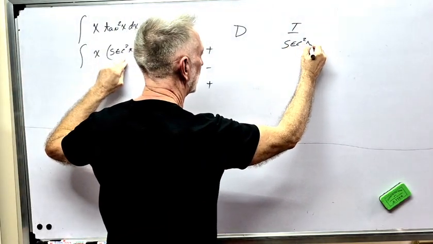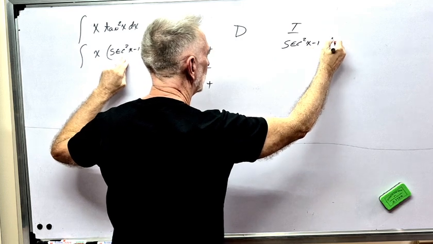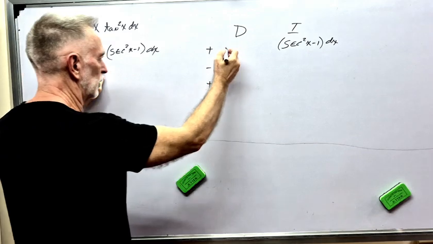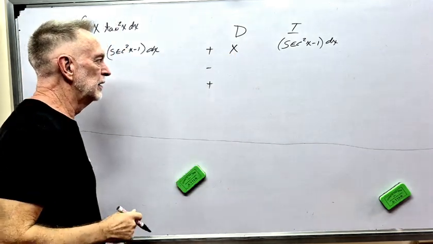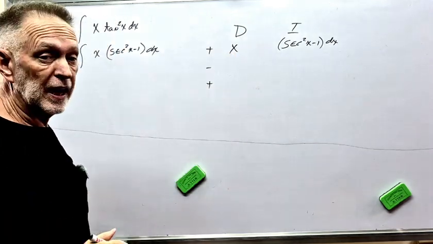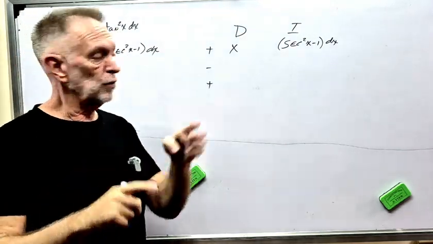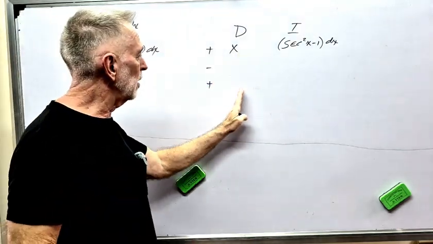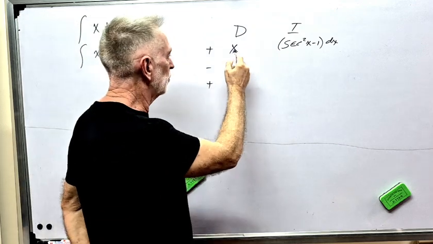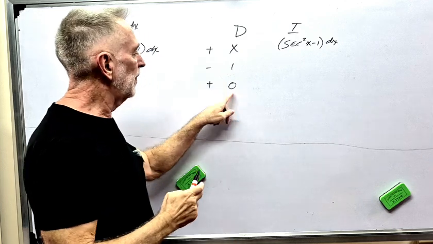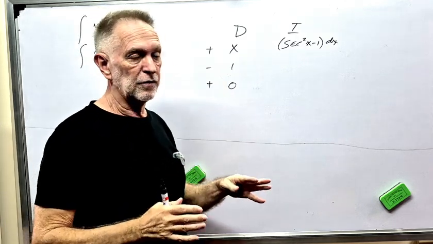Secant squared x minus 1. And we're integrating with respect to x. Okay, the other term, we're differentiating, and we're differentiating x. So there's three stops. You know, if you, in the derivative column, we'll just do that here. Derivative of x is 1, derivative of 1 is 0. That's a stop when you get 0.